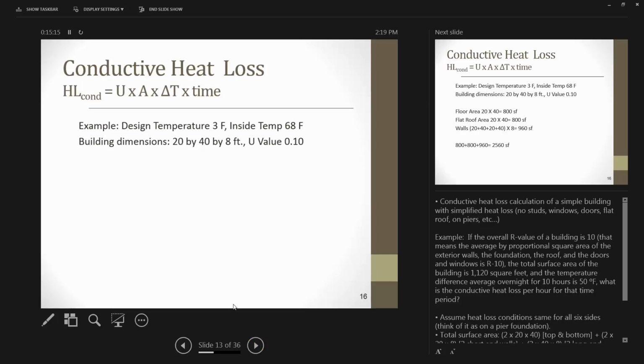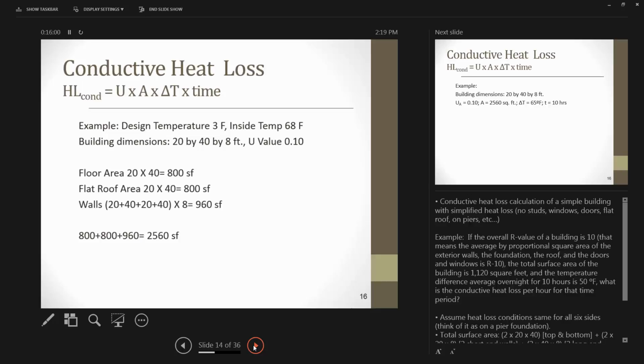So just a quick example. We've got the overall U value, and let's just assume we went ahead and figured up all of our wall components, and we came up with a U value of 0.1. We're using our design temperature of 3 degrees Fahrenheit outside, 68 degrees Fahrenheit inside, and we're just going to figure a basic building, 20 feet long, 40 feet wide by 8 feet tall, with a flat ceiling and a flat floor. So we have our U value. First thing we've got to do is figure our area.